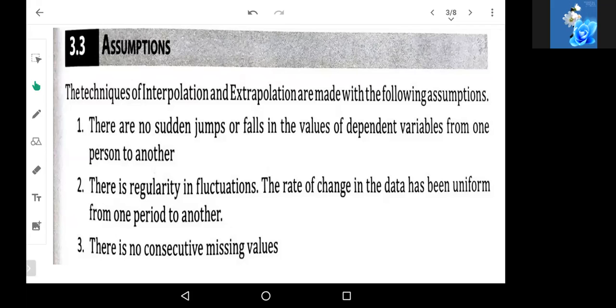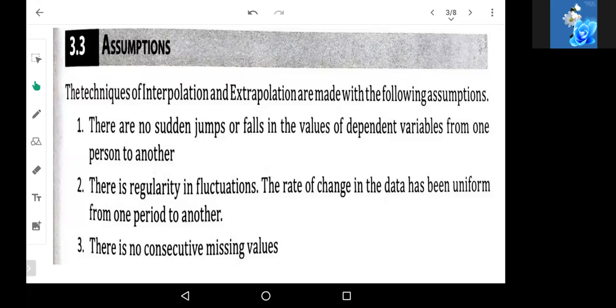There is regularity in fluctuation. The rate of change in the data has to be uniform. So if one data is 10, the other data is, let's say, 20, 30, 40, 50, like that. If you have an equal interval in the data, only then you'll be able to use the interpolation or extrapolation method. Maybe the gap is more or less the same between the data. I'm not saying it will be exactly the same, it is more or less the same. That is known as the second assumption.